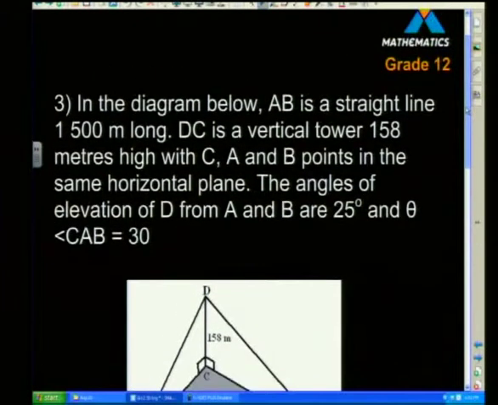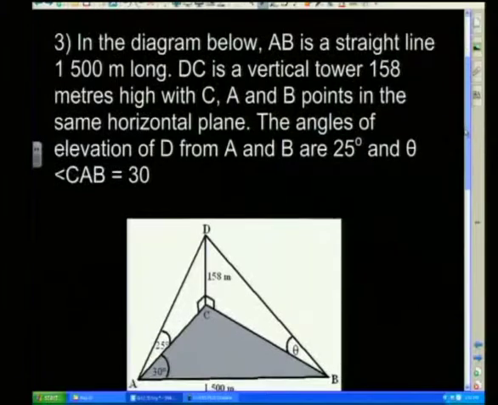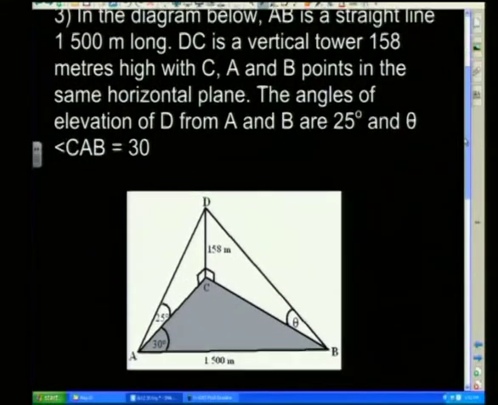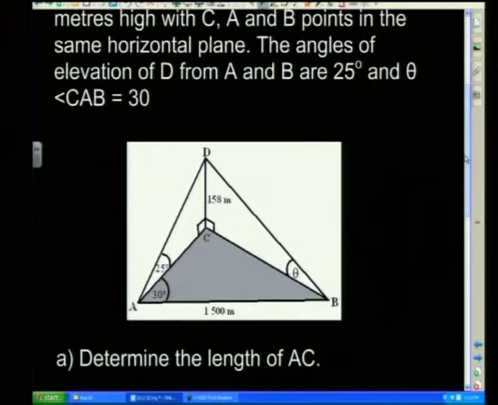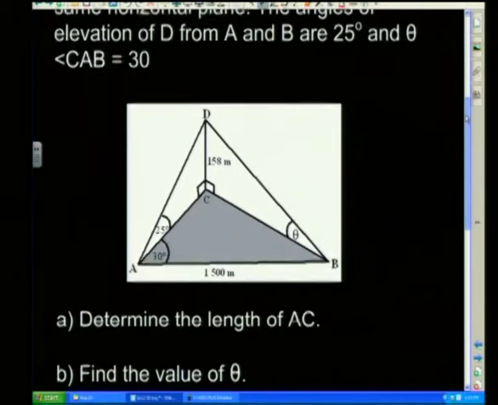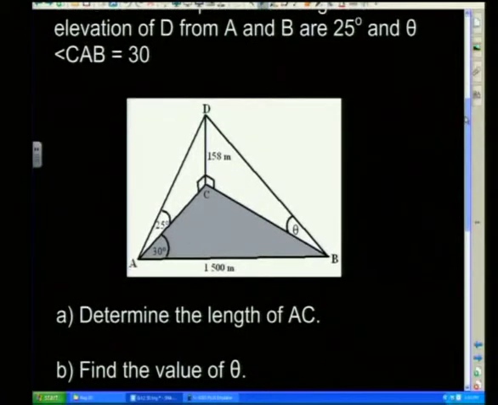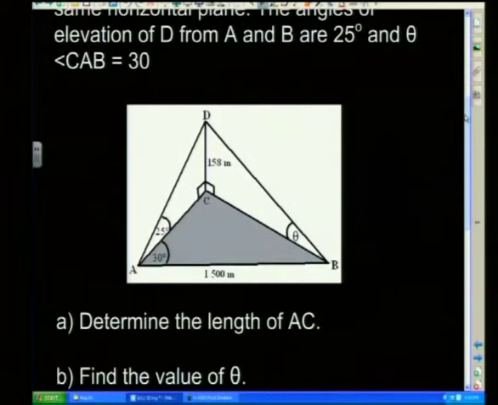All right, so they say in the diagram, AB is a straight line, and they've marked it there as 1,500. DC is a vertical tower, 158 meters high, with C, A, and B points in the same horizontal plane. And you can see that it's in gray to show that it's in a different horizontal plane to DCB and to DCA. The angles of elevation of D from A and B are 25 and theta. Okay, so that's also marked. And they tell you that angle CAB is 30 degrees.